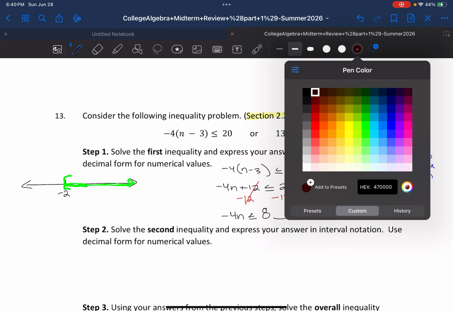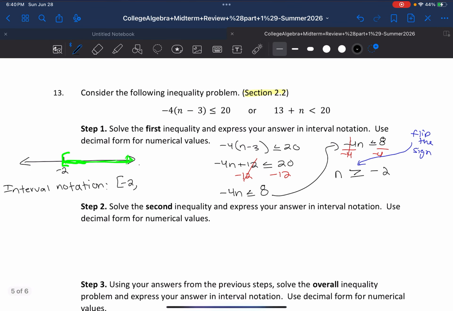So in interval notation for this one, the shading starts at -2 with a bracket, if I'm reading this from left to right, and then it goes off to positive infinity because it goes all the way to the right forever. So that gets a parentheses. So this is the answer for the first part of the problem in step 1.